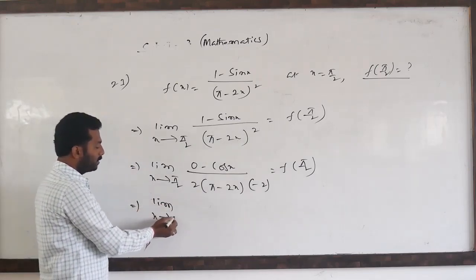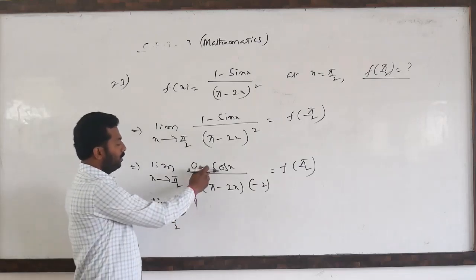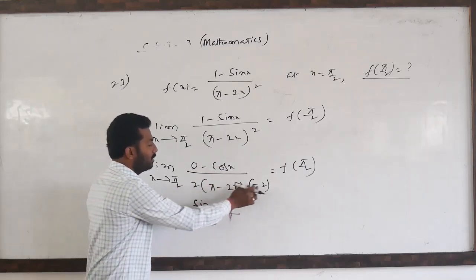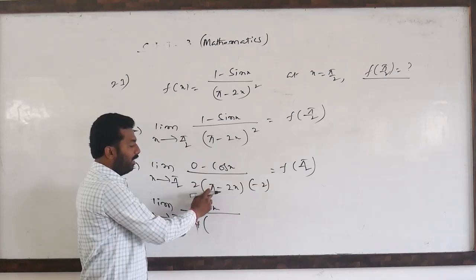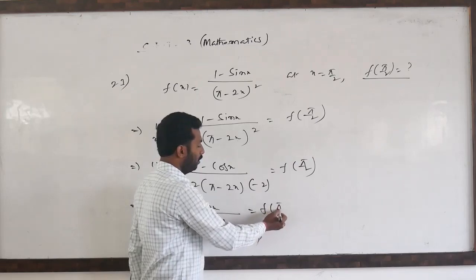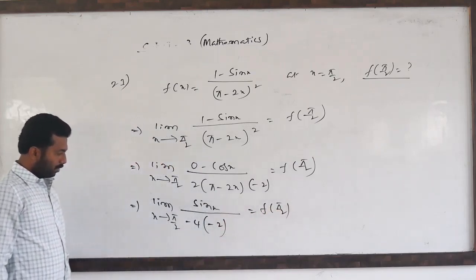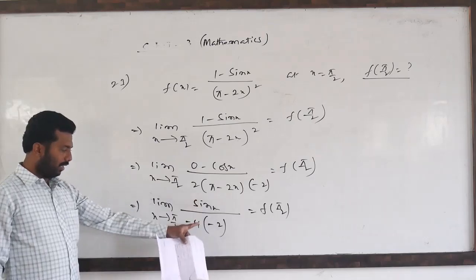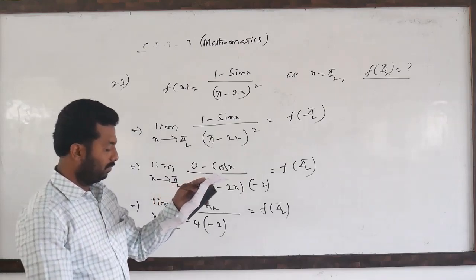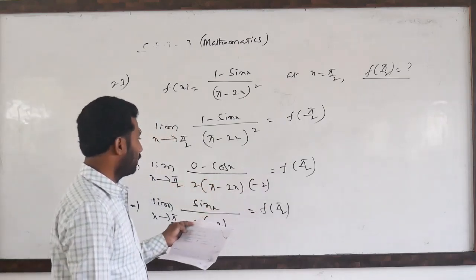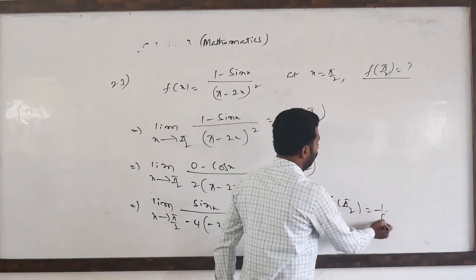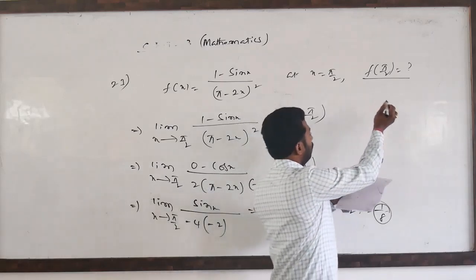So limit x tends to pi by 2, this is sin x, because the derivative of cos is minus sin x, and the minus is already there. This is minus 4 into the derivative of (pi minus 2x), again minus 2. So this is f of pi by 2. Put x equal to pi by 2, so we get 1 by 8. Fourth option, yes, 23rd. So the f of pi by 2 value is 1 divided by 8, which means the fourth option is the answer.